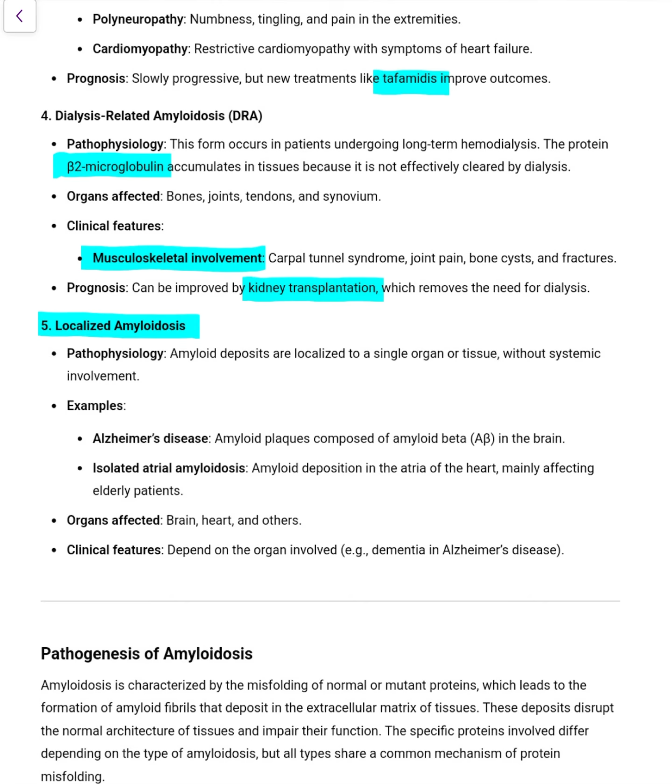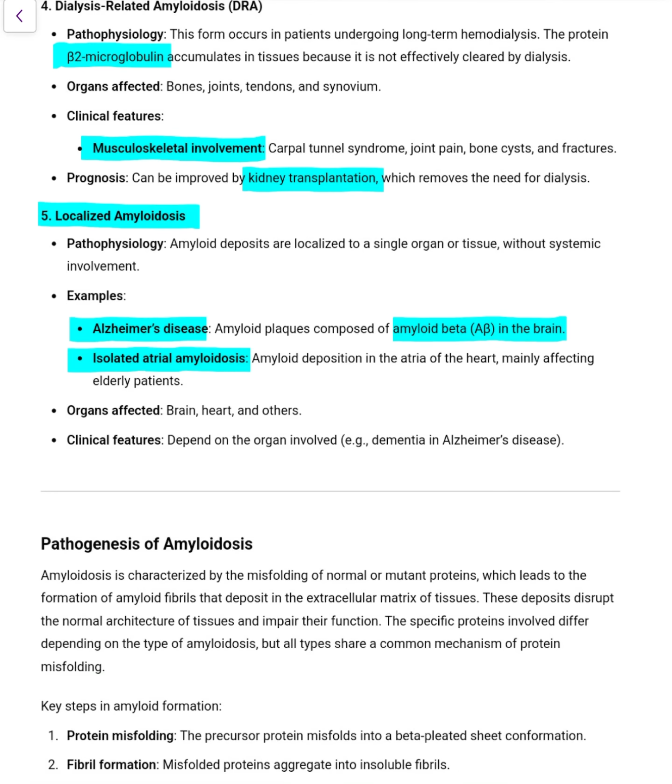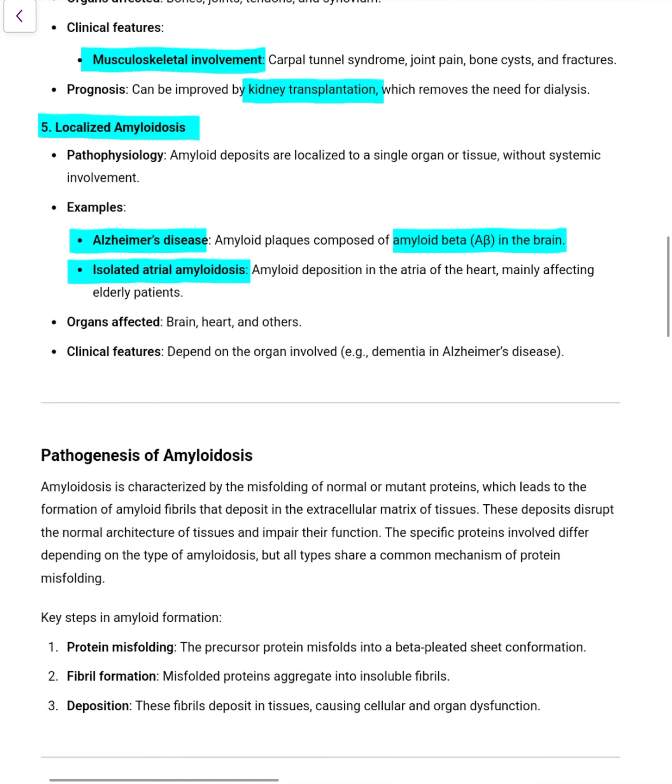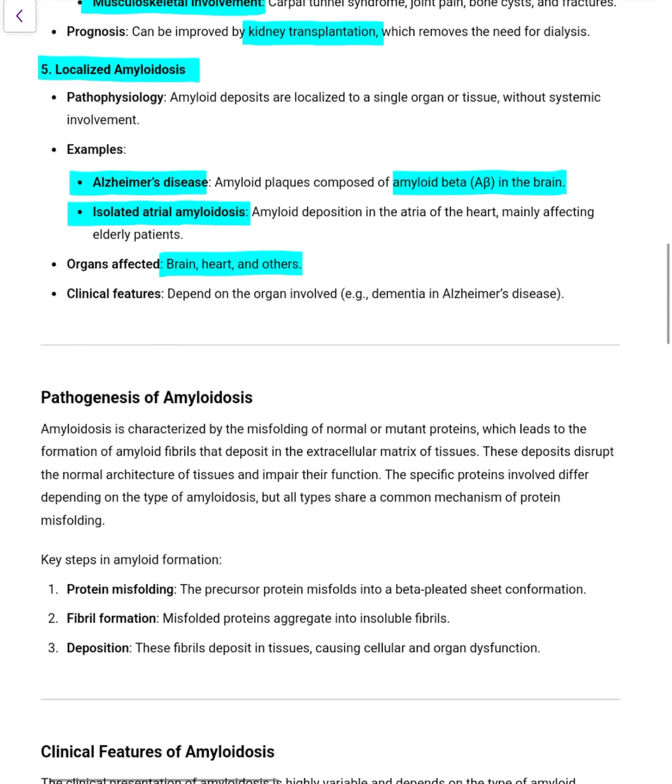Okay, in the particular one organ or tissue. For example, Alzheimer's disease, in which there are beta amyloids in the brain. And one more example is isolated atrial amyloidosis, where there is amyloid deposition in the atria of the heart, especially in the elderly patients. Okay, what are the organs affected? Brain, heart, others. Clinical features will be based on which organ is affected.